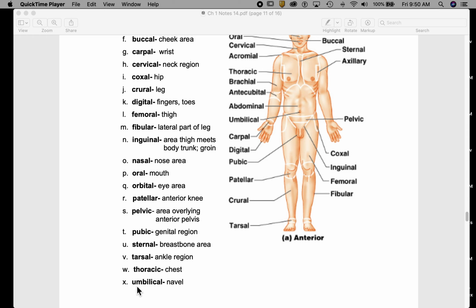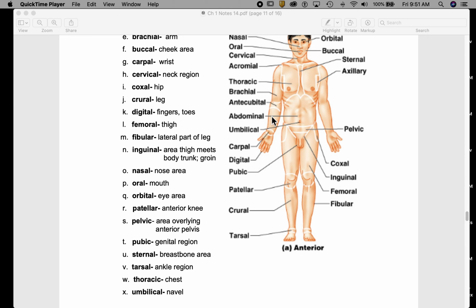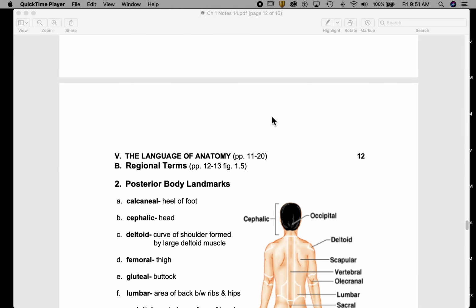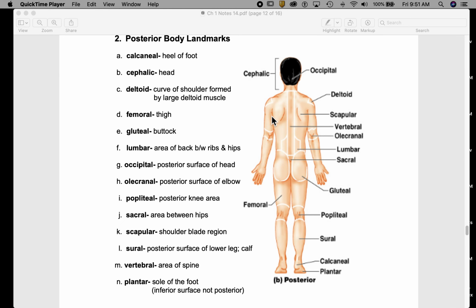And then lastly, the umbilical region here, the navel, is right here. So that's the anterior portion. And I'm going to finish up with the posterior. There aren't as many here. So the heel bone is called the calcaneus. So the calcaneal is the bottom heel right here, calcaneal. The head region is called cephalic. It has an F sound, cephalic. And that's the whole head region.